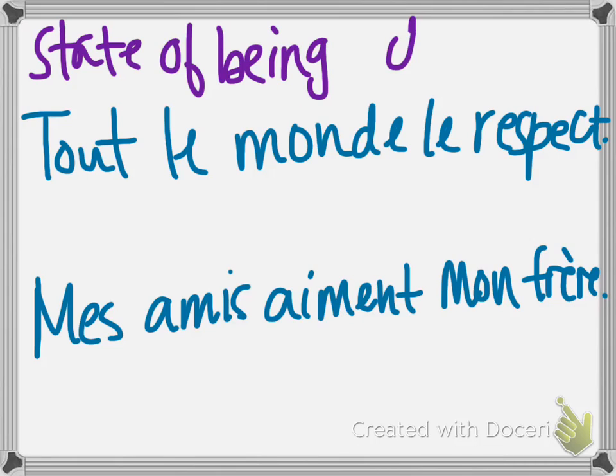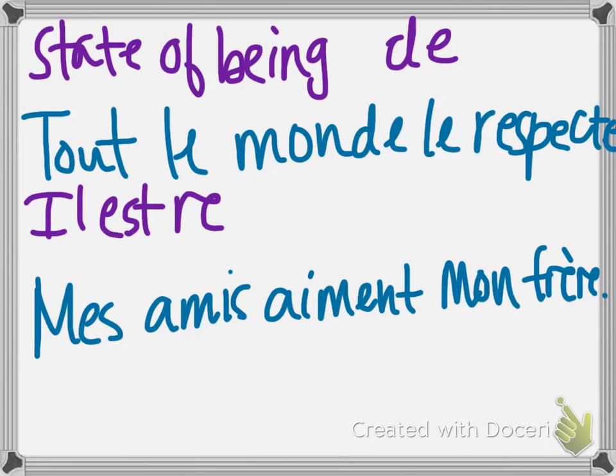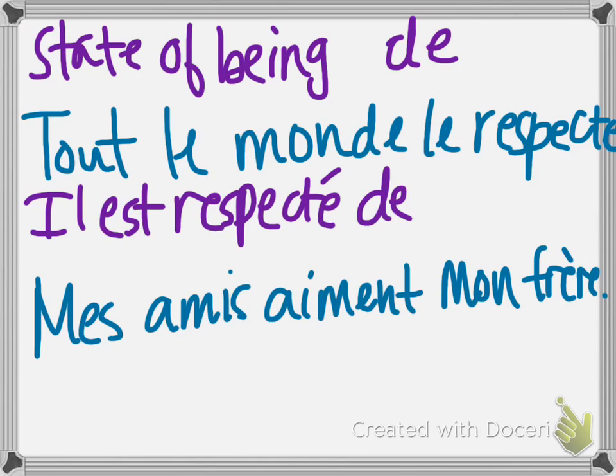We use the preposition de. So, for example, tout le monde le respecte, with an E here. Tout le monde le respecte becomes il est respecté de tout le monde.